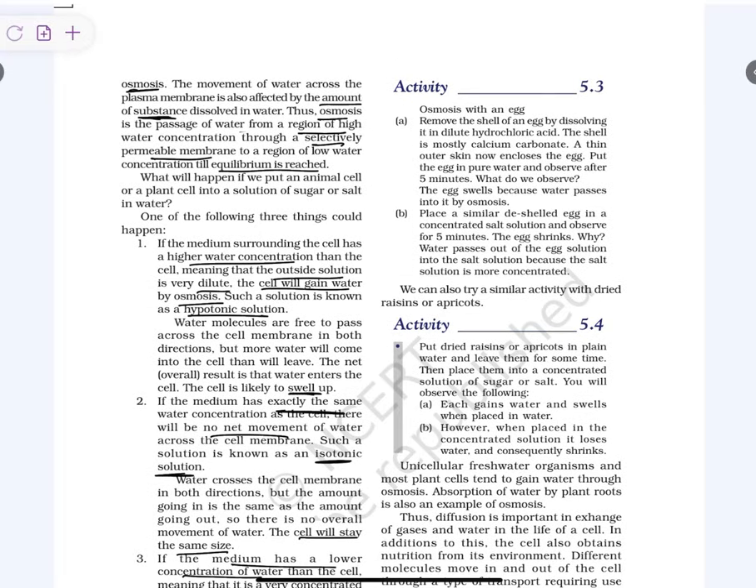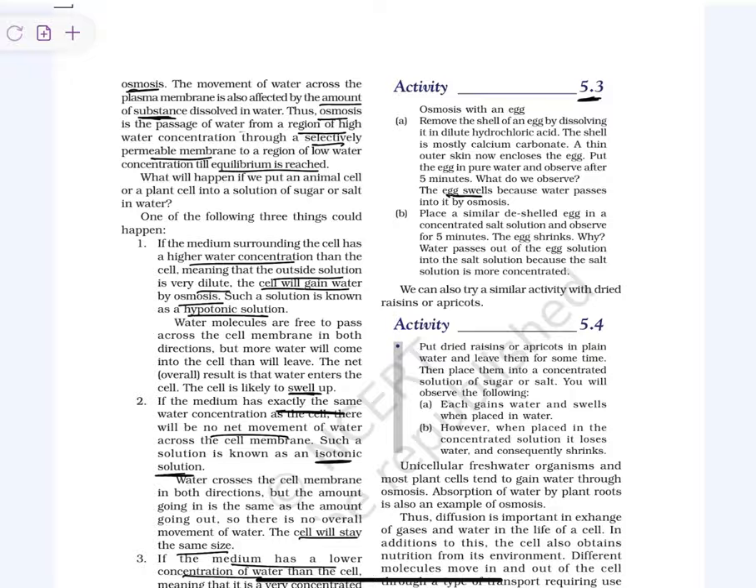नाउ इन एक्टिविटी 5.3. सो एक्टिविटी 5.3 में एक्चुअली क्या दे रखा है कि हमें एक एग लेना है, डीशेल्ड एग, कि हमें एग का शेल निकाल देना है और सबसे पहले हम उसे प्योर वाटर में रखेंगे. अब प्योर वाटर में सॉल्यूट की कॉन्सेंट्रेशन 0 है. अब सॉल्यूट की कॉन्सेंट्रेशन 0 है मतलब वाटर का कॉन्सेंट्रेशन हाई है प्योर वाटर में, बिकॉज जहाँ पे सॉल्यूट का कॉन्सेंट्रेशन ज़्यादा होगा वहाँ पे वाटर का कॉन्सेंट्रेशन लो होगा, जहाँ पे सॉल्यूट का कॉन्सेंट्रेशन कम होगा वहाँ पे वाटर का कॉन्सेंट्रेशन ज़्यादा होगा. तो प्योर वाटर में वाटर का कॉन्सेंट्रेशन ज़्यादा है और इनसाइड द एग वाटर का कॉन्सेंट्रेशन कम है बिकॉज सॉल्यूट पार्टिकल्स भी हैं. तो उस केस में हाइपोटोनिक वाला केस है, तो दिस एग विल स्वेल.